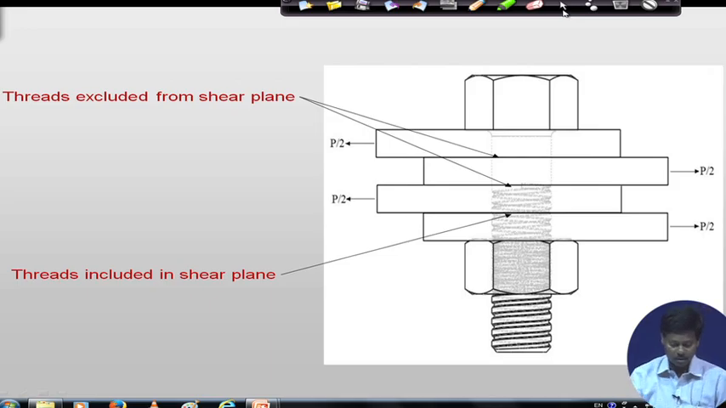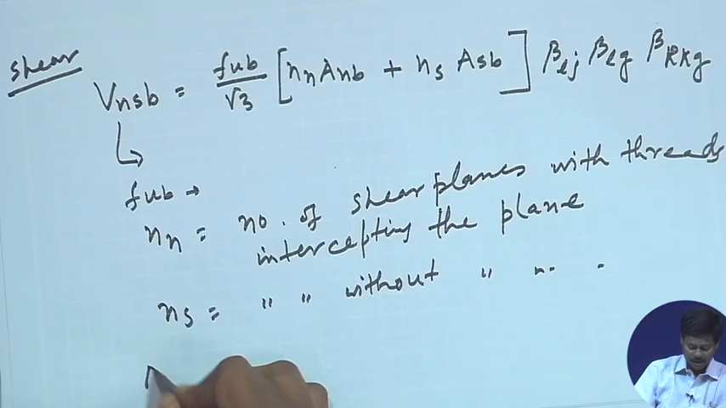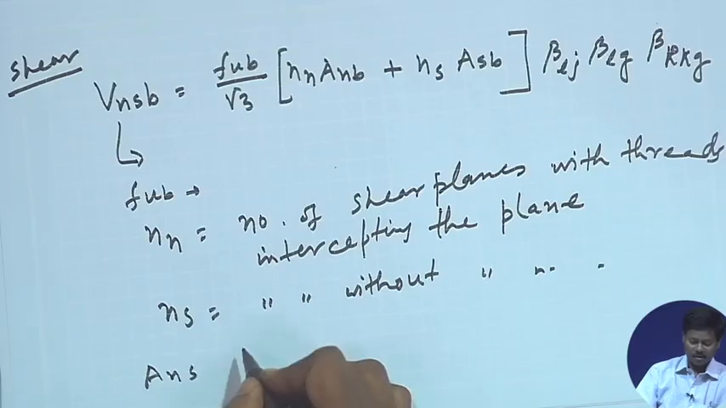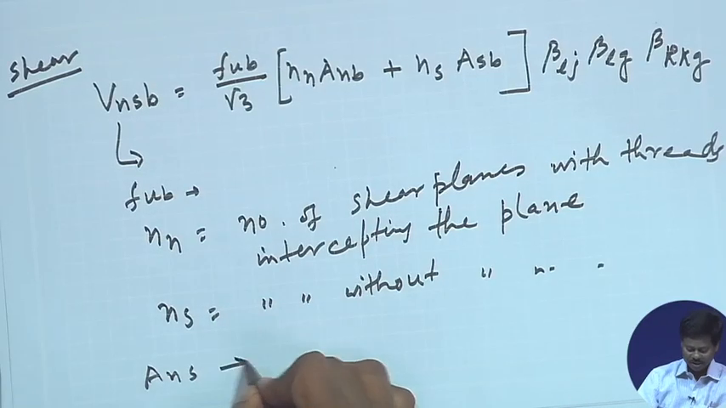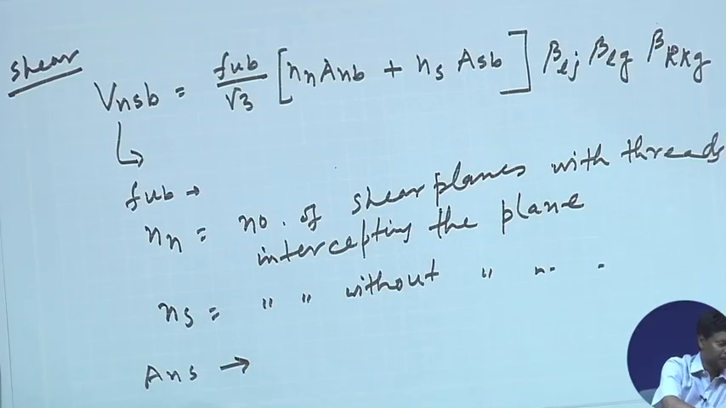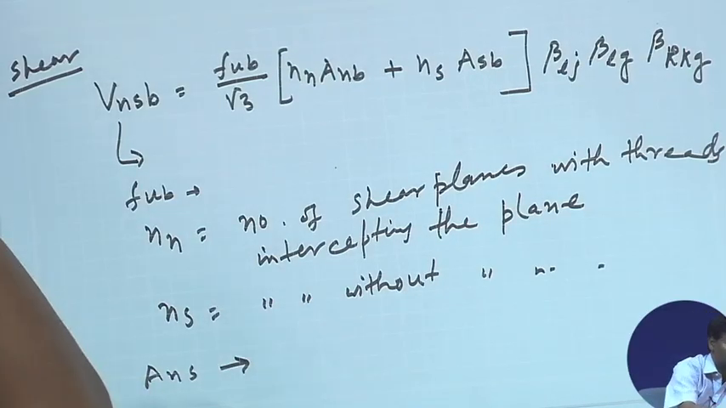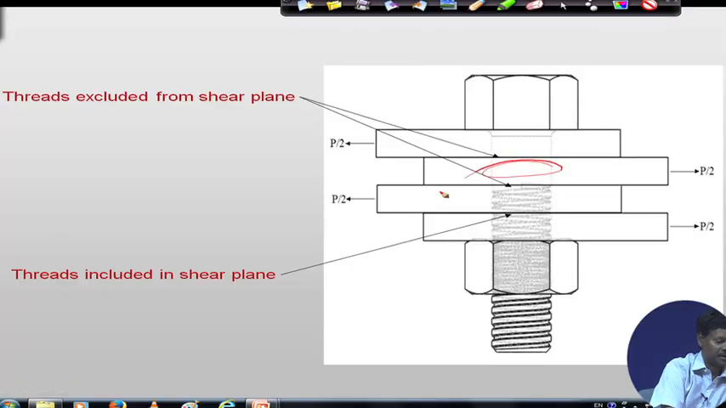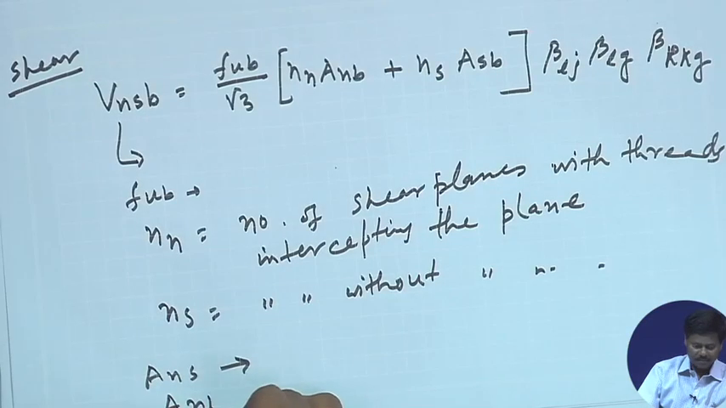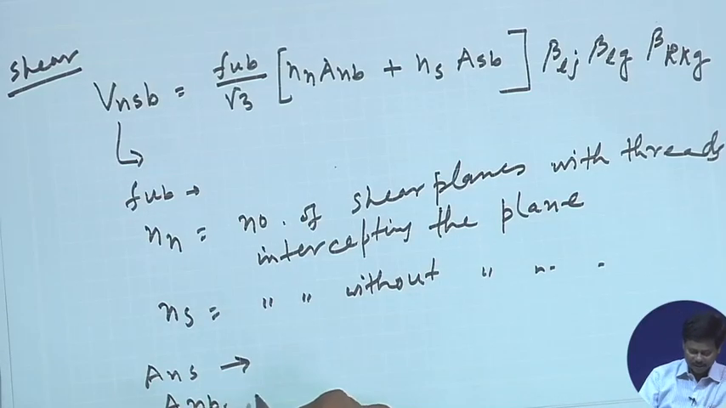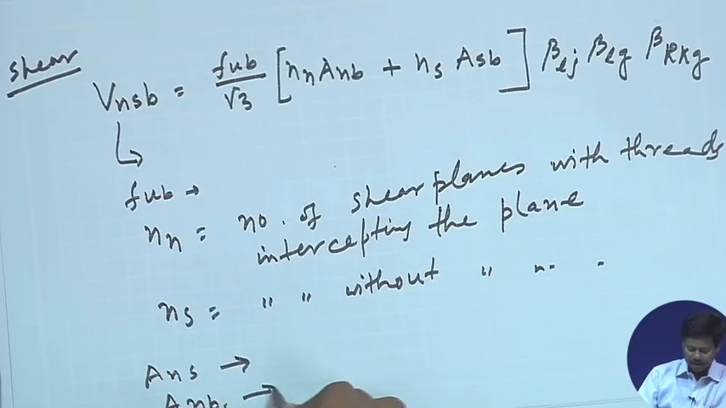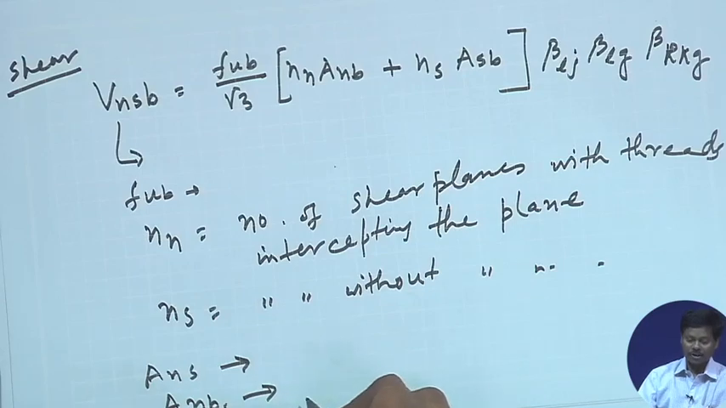How do we find that out? A_sb is the cross sectional area of the plain shank, that means this portion, and the threaded portion, the cross sectional area we can consider as A_nb. So, this is how we can calculate. Now, when we calculate the threaded portion, what will be the cross sectional area?